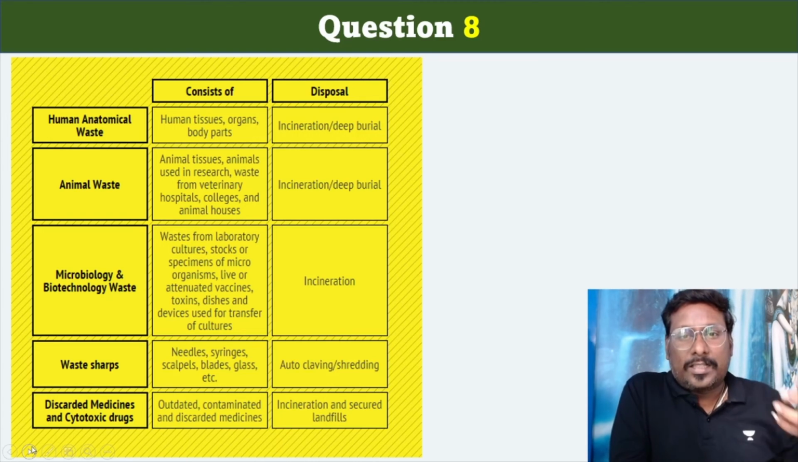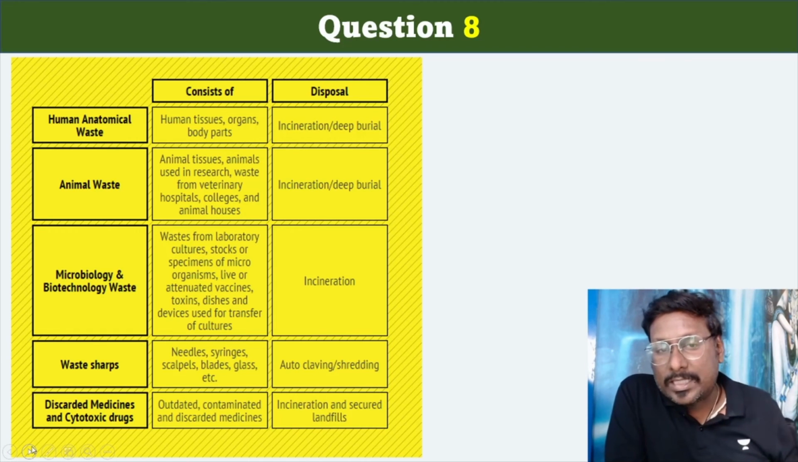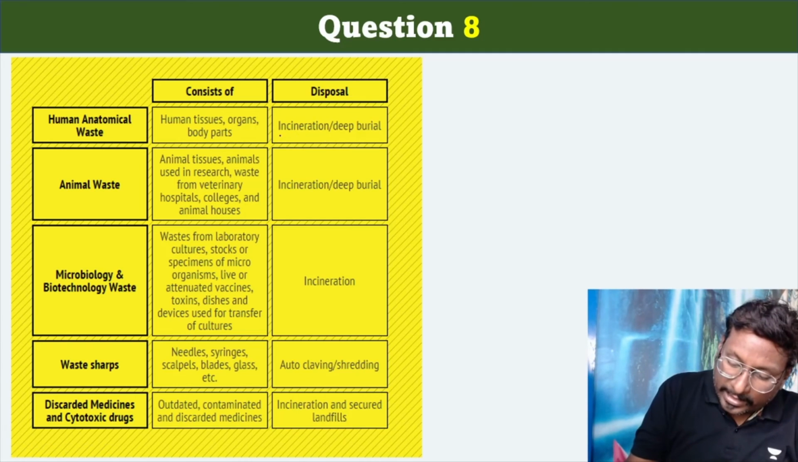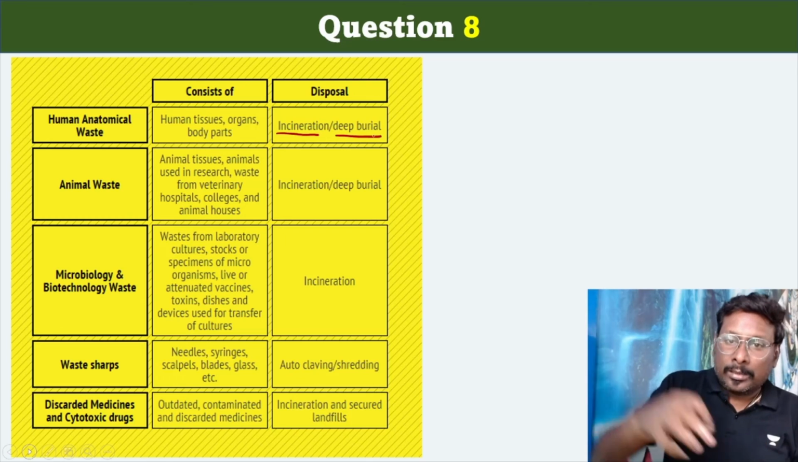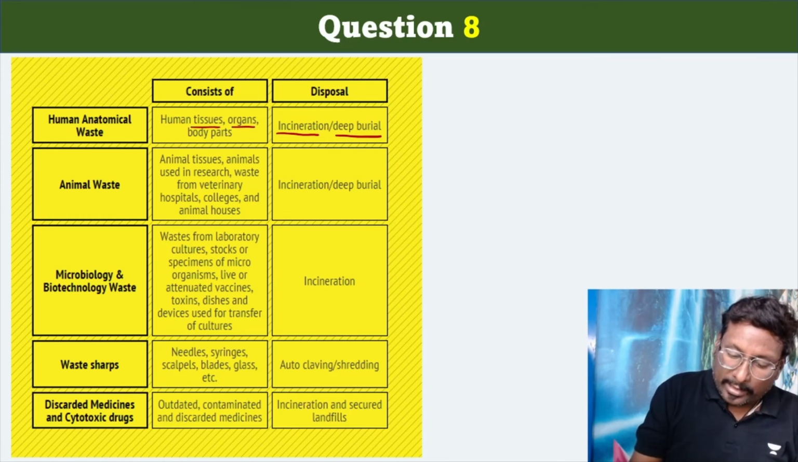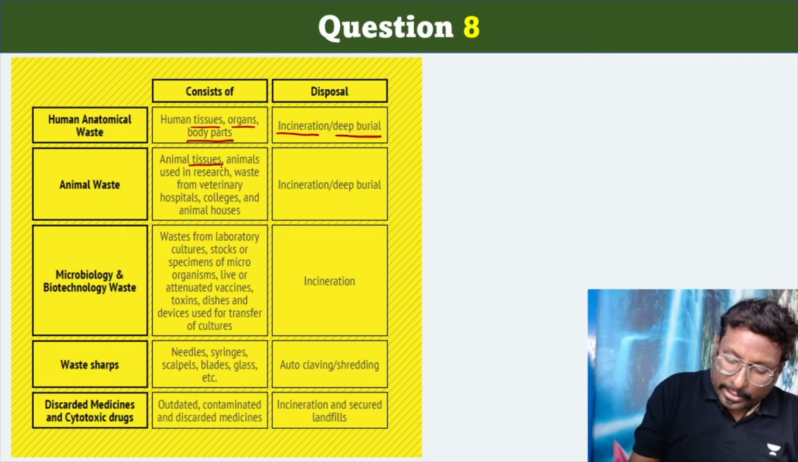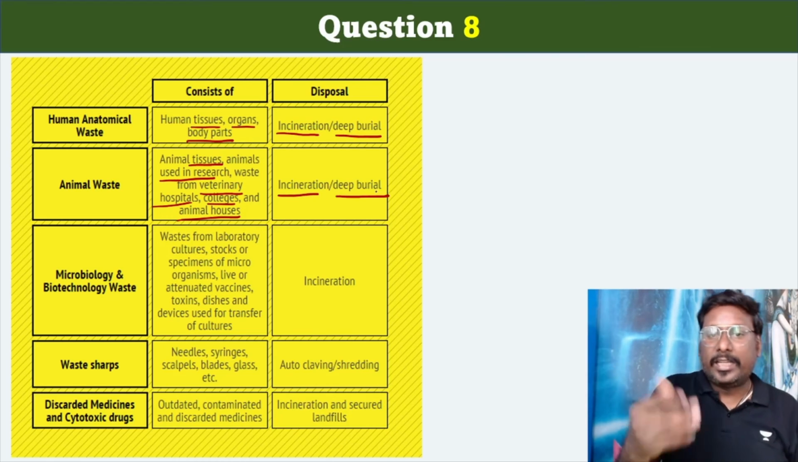See, this is the chart for you. If you are thinking about other aspects, if any other wastes are coming, how to face them, this is the chart. Human anatomical waste is treated by incineration or deep burial, putting it very deep into the soil. That covers human tissues, organs and body parts. Animal waste, animal tissues, animals used in research, waste from veterinary hospitals, colleges and animal houses, again incineration or deep burial.